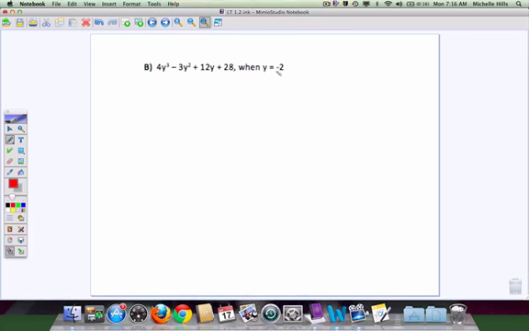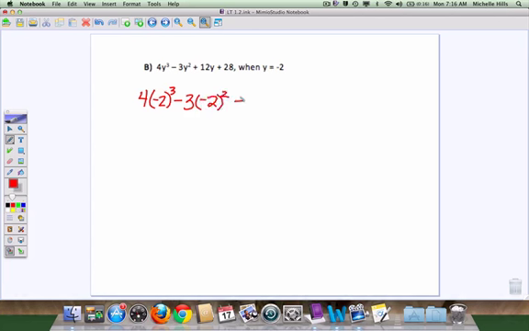Again, I'm only going to substitute first. So 4 times y cubed is now 4 times negative 2 cubed. Again, negative 2 in parentheses because it's being raised to an exponent. Minus 3 times negative 2 squared plus, now I could put 12 with a dot for times negative 2 because I'm not raising the negative number to an exponent. I think that dot with a negative after it, again, looks weird to me, so I'm going to substitute my 12 times negative 2 this way, and then my plus 28.